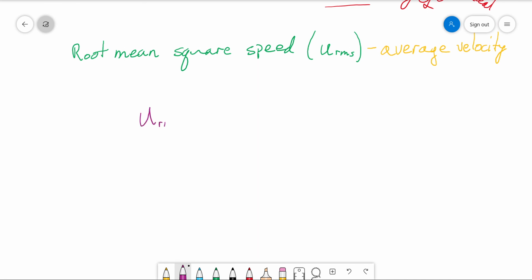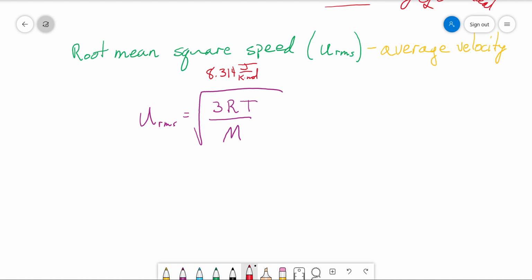So let me give you the equation. U sub RMS is equal to the square root, and this is where the root part comes from, of 3RT over capital M. Okay. R is the same as it was in the equation before, 8.314 joules per Kelvin times moles. T is the Kelvin temp.